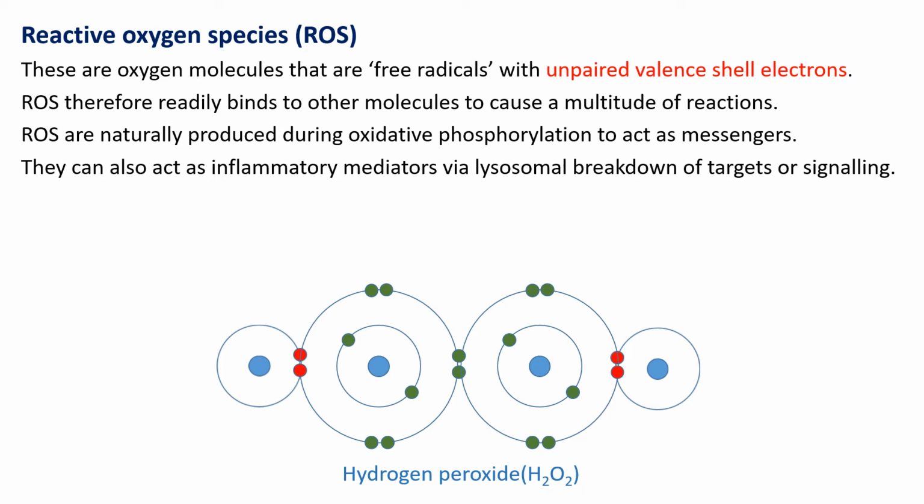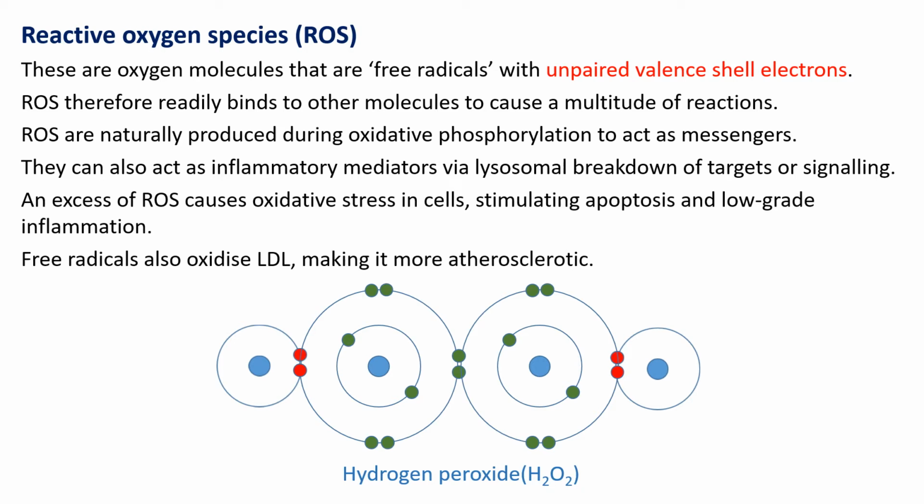They can also be released, and when they're released they act as inflammatory mediators, so they can bind to various receptors and cause various reactions. However, an excess of ROS, if we have too many free radicals, this can cause oxidative stress in cells. And if a cell experiences oxidative stress to a sufficient level, it will trigger apoptosis. Apoptosis will then stimulate inflammation. So we will have a low-grade inflammation, not an acute massive one with lots of swelling and all the rest of it, but we will have some sort of inflammation going on. Free radicals like ROS also oxidize LDL, making it more atherosclerotic. So here, because of reactive oxygen species, we've got an increase in inflammation and we've got the oxidation of LDL.